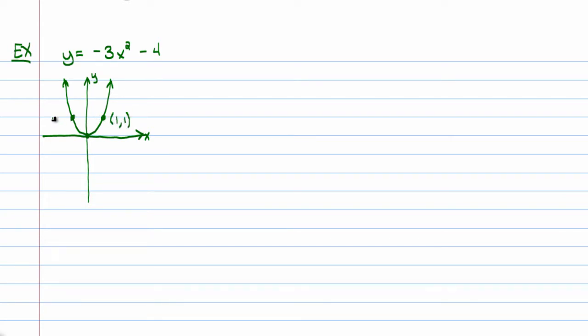I know that with a regular parabola, when I plug in 1, I get out 1. When I plug in negative 1, I get out 1. That's y equals x squared. And of course, my vertex is at 0, 0.